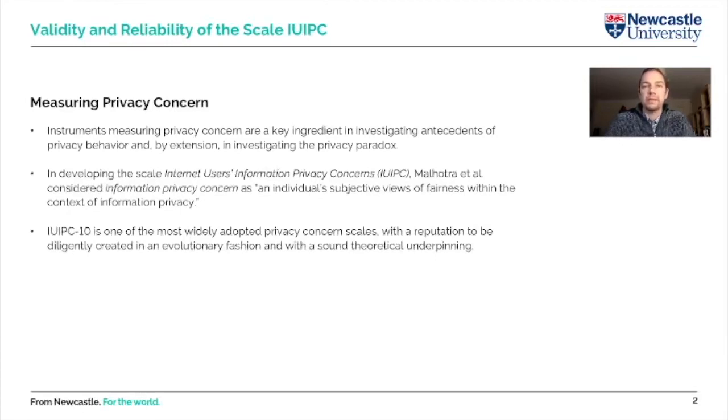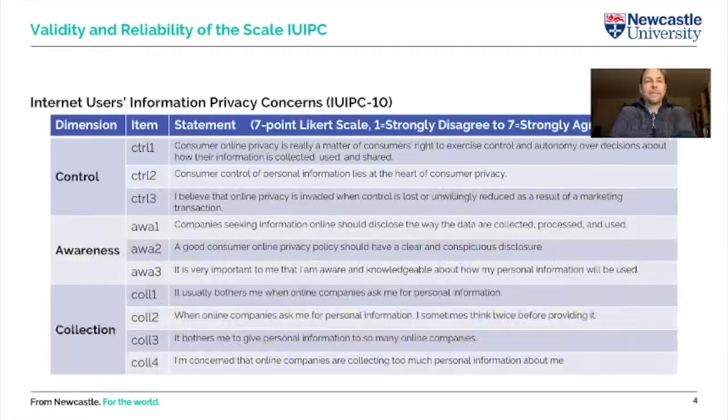In developing the Internet Users Information Privacy Concern Scale, IUIPC, Malhotra et al. considered information privacy concern as an individual's subjective views of fairness within the context of information privacy. IUIPC 10 is one of the most used privacy concern scales. It has a reputation to be diligently created in an evolutionary fashion, and it has a sound theoretical underpinning in its content validity. In this table, I'm giving a brief overview of Internet Users Information Privacy Concerns, IUIPC 10.